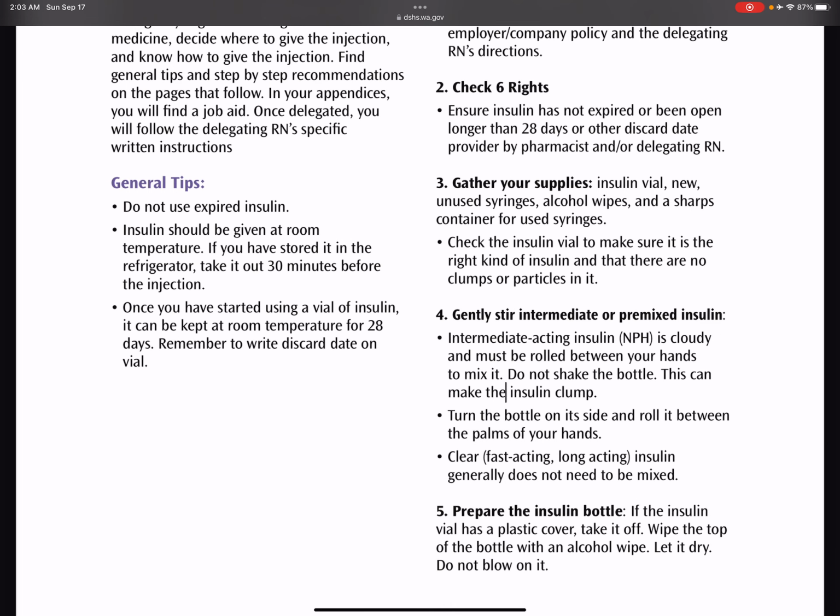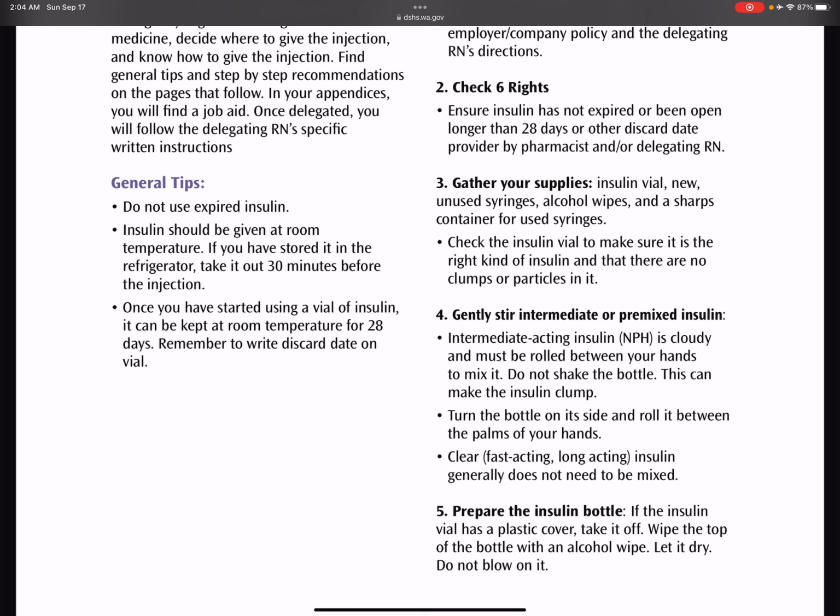The fourth step is to gently stir intermediate or premixed insulin. Intermediate-acting insulin, such as NPH, is cloudy and must be rolled between your hands to mix it. Do not shake the bottle, because this can make the insulin clump. Turn the bottle on its side and roll it between the palms of your hands. Clear, fast-acting, and long-acting insulin generally does not need to be mixed.